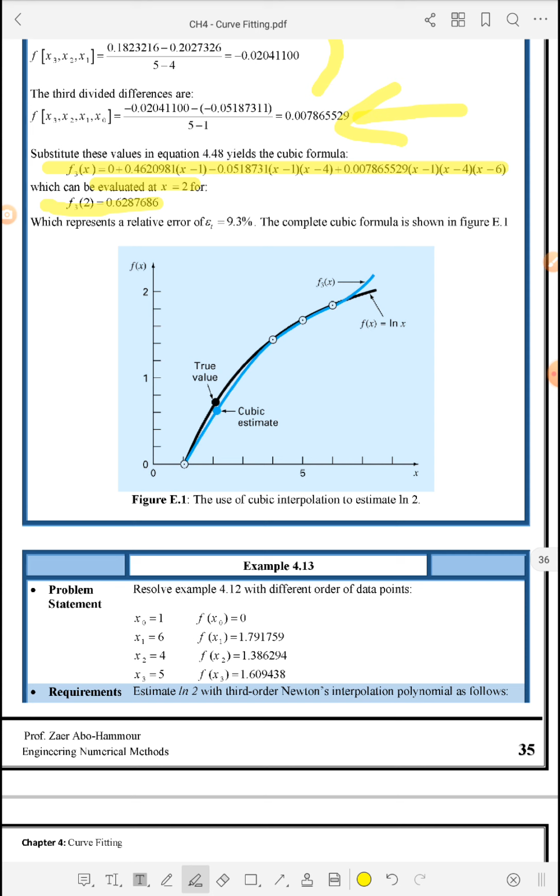for the interpolating polynomial at x is equal to 2, and it has a relative error of 9.3, and this figure shows that our approximation is now very close to the true value.